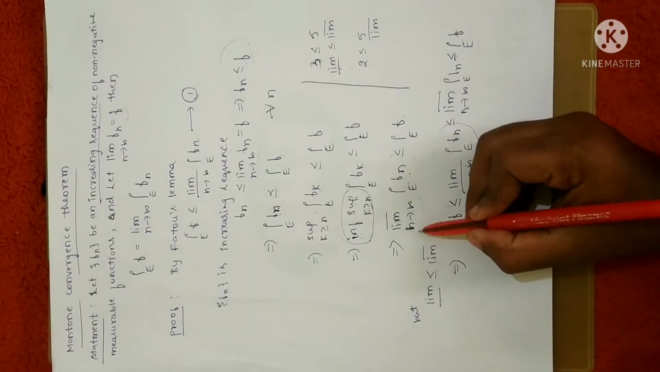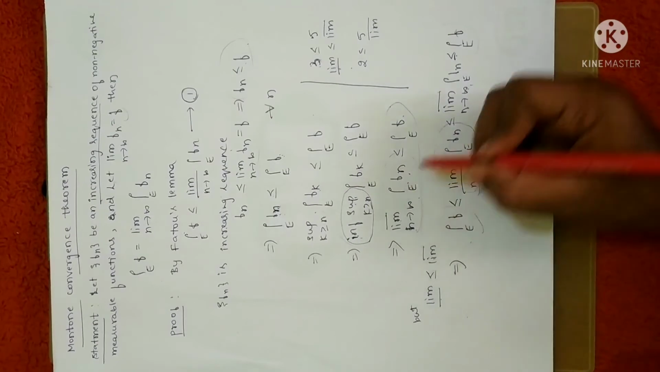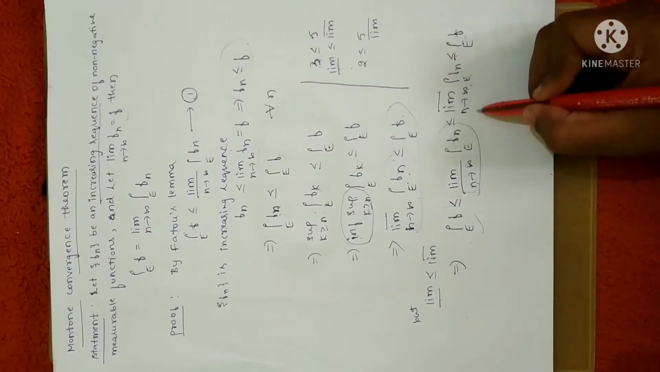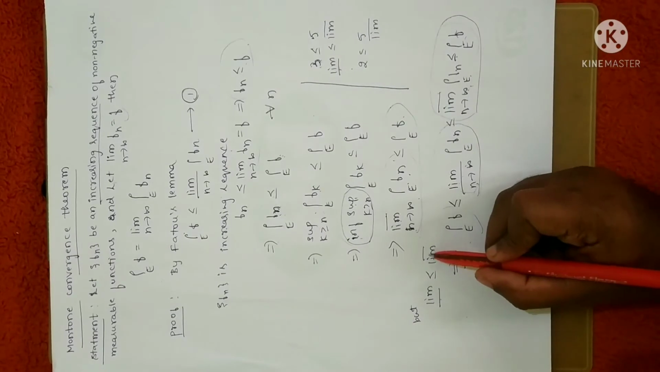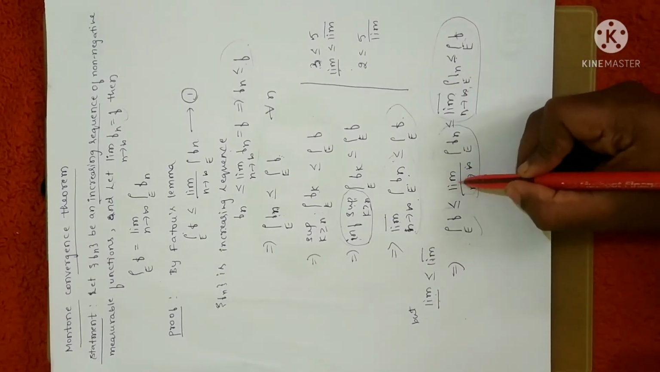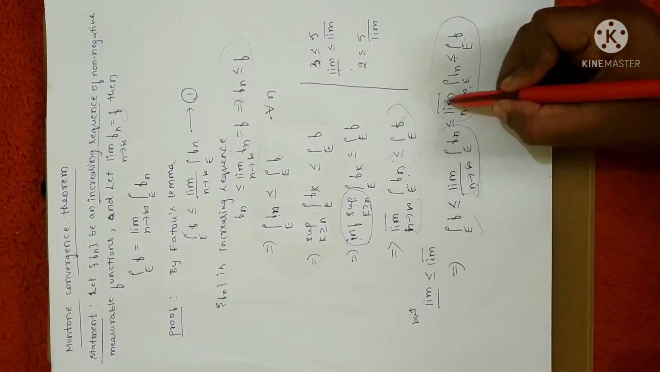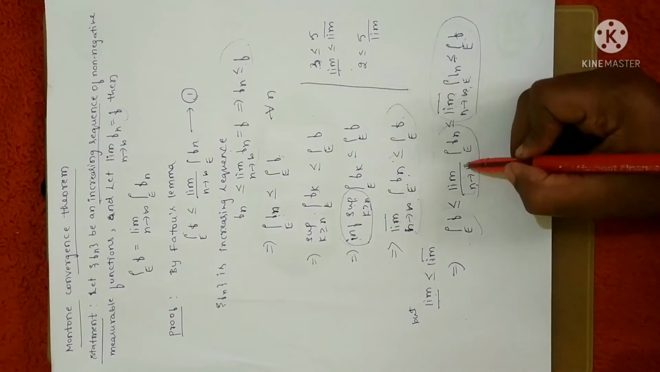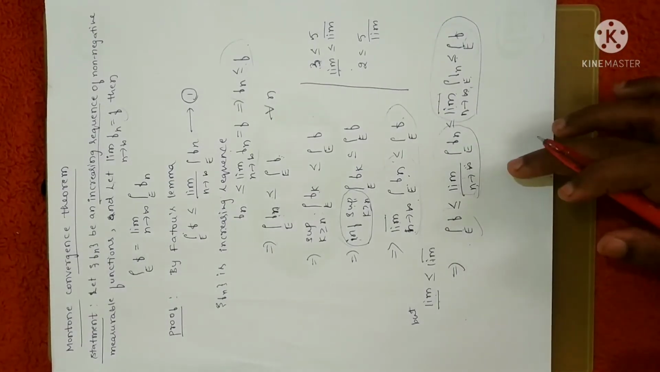What I have done is I have written this statement here. Whatever I have here, limit n tending to infinity integral over E of Fn is less than or equal to this value. Moreover, limit supremum is greater than or equal to limit infimum. So this value is greater than or equal to the limit infimum I have written here. So again this will be greater than or equal to the integral of f. Why? Because as limit supremum is less than or equal to the integral of f, limit infimum will be greater than or equal to the given function f. Hope it is clear now.